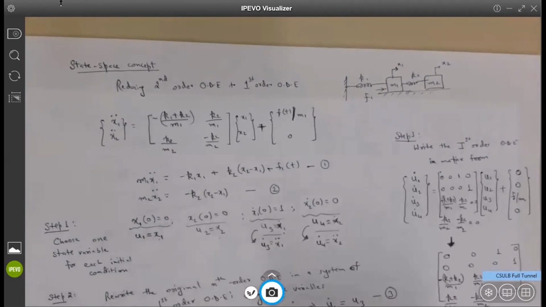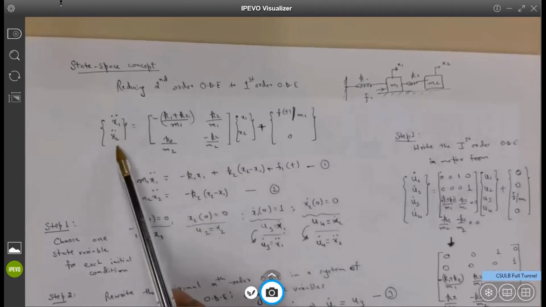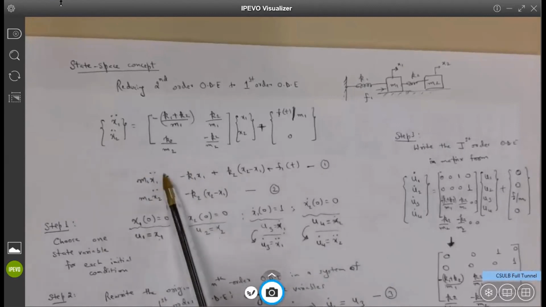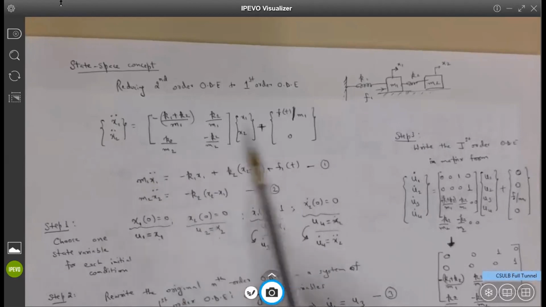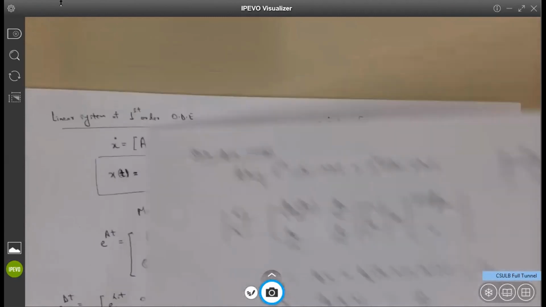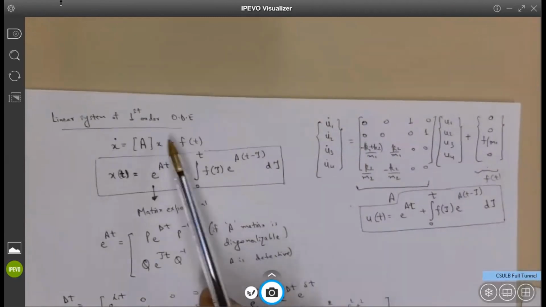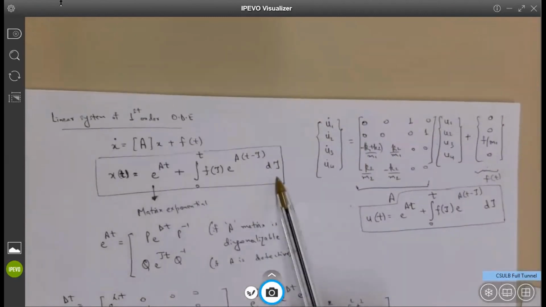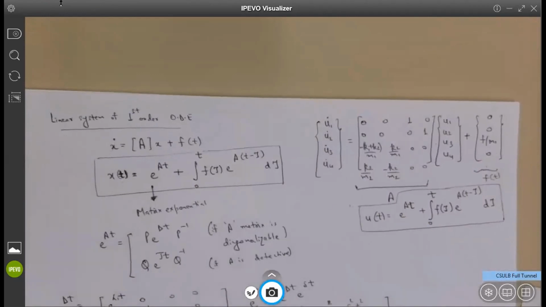So for a simply supported beam or a cantilever beam, you have a deflection, and if you want to solve for that, it is a higher order differential equation. Similarly, there can be many instances where we have higher order differential equations. And if you have them, you can convert them into first order differential equations. Once you convert them, you know the solution for a first order differential equation is like this. So you can basically solve that first order differential equation.